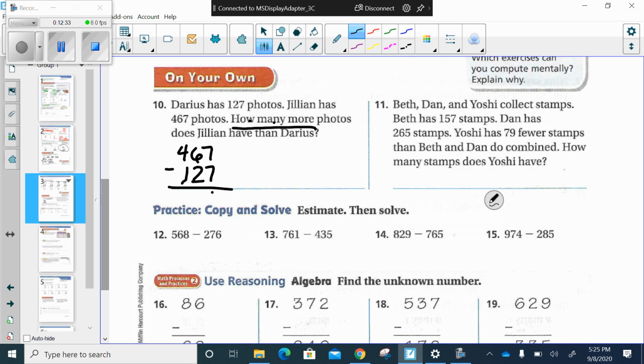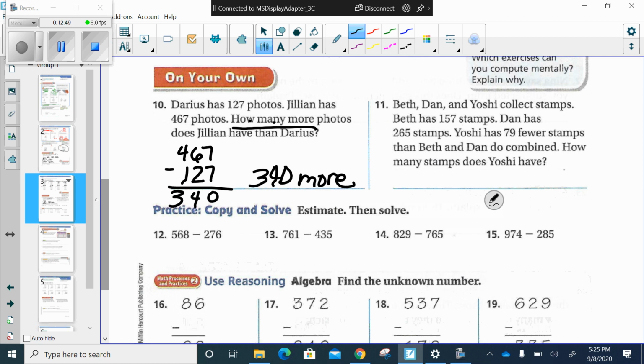So 7 minus 7 is 0. 6 minus 2 is 4. 4 minus 1 is 3. So 340 more photos. Okay? You see what we're doing?